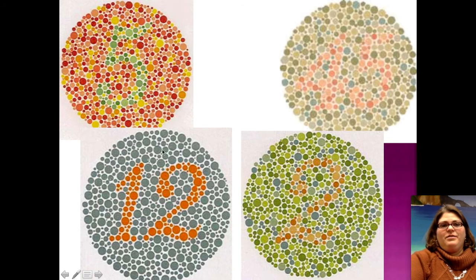So in the top left corner here, this should be a 5. This one would be 45. There's a 4. Here's the 5. This one most people can see is 12. This one would be a 2. So if you have trouble seeing that, there's a good chance you might be colorblind.